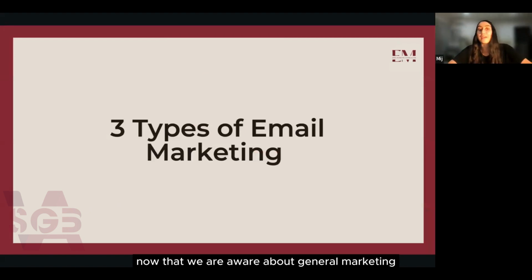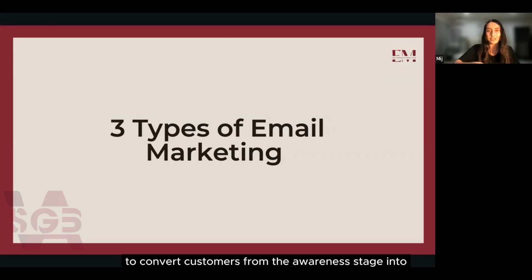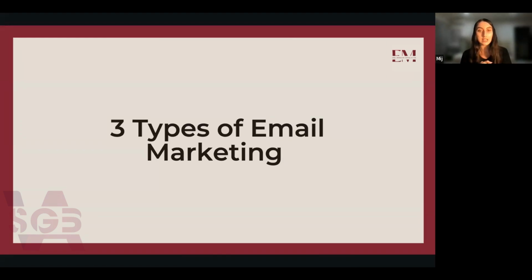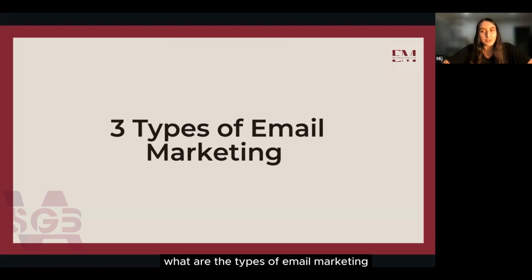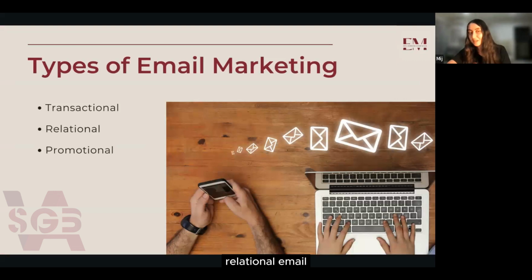Now that we are aware of general marketing, now that we're aware what email marketing is and how we can leverage it to convert customers from the awareness stage into a convert stage and still keep engaging with them, it's very, very important for us to know the 3 types of email marketing. So you're wondering, what are the types of email marketing? There are 3 types of email marketing. And those types are called transactional email, relational email, and promotional email.